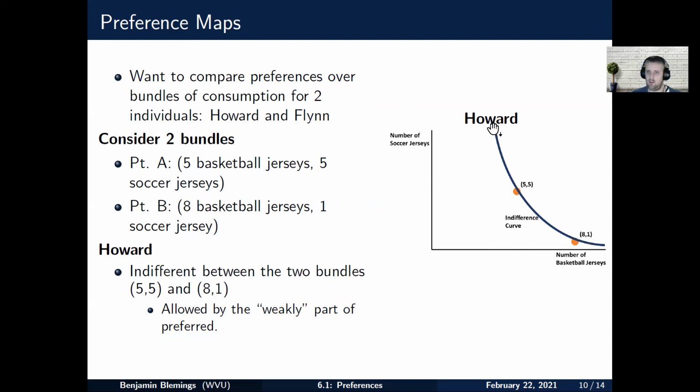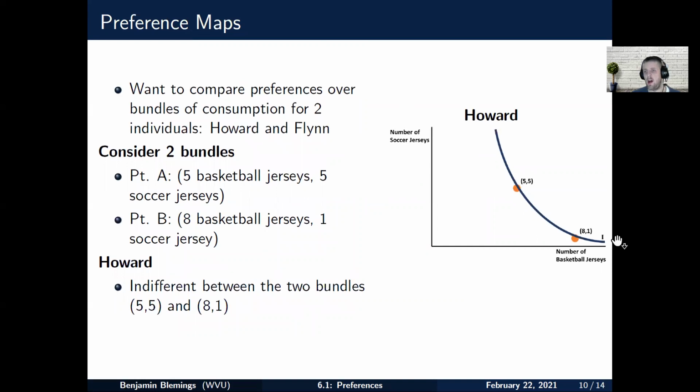And that's shown by this blue line that runs through both curves, which we call an indifference curve. And the reason it's called an indifference curve is because he's indifferent between all the points on that curve. That is, he gets the same amount of utility from every single point on that curve. And so Howard doesn't care between 5, 5 and 8, 1, exact same happiness.